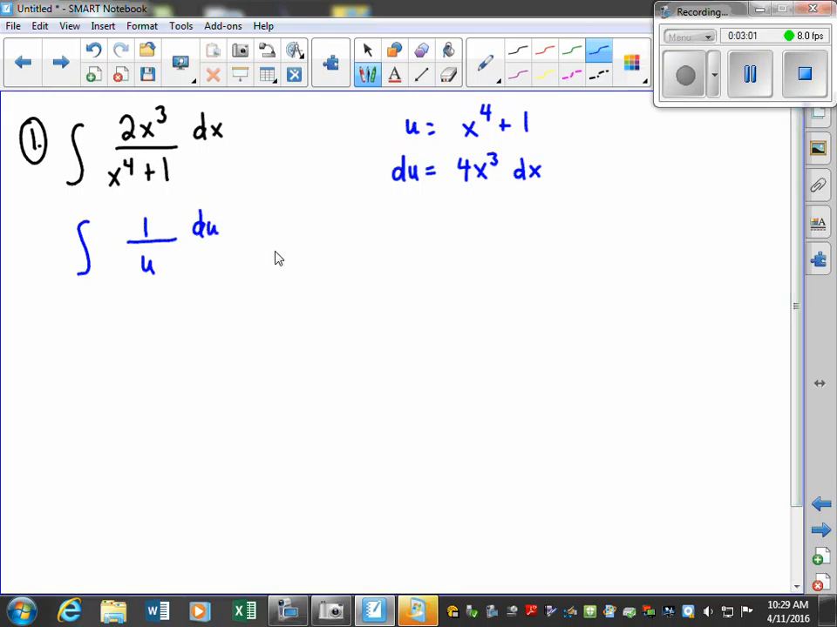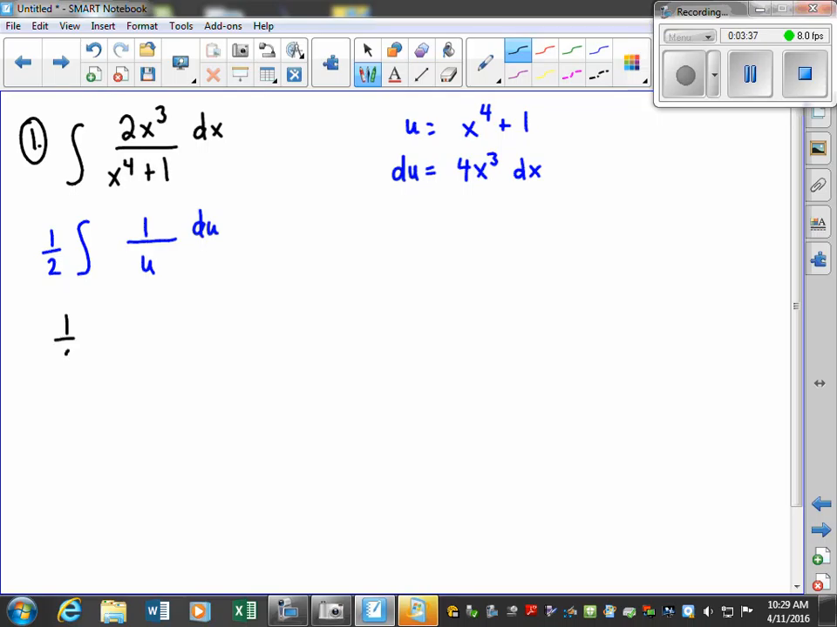Now let's see what all that takes care of. So the 1 over the u is the x to the 4 plus 1, so this is taken care of. Du is 4x to the third, so the x to the third, we have a 2 and this term has a 4, so what can we do? Pull a 1/2 out front, so then that would just take care of that, and then of course our dx and this dx. So you just want to check to make sure everything's accounted for.